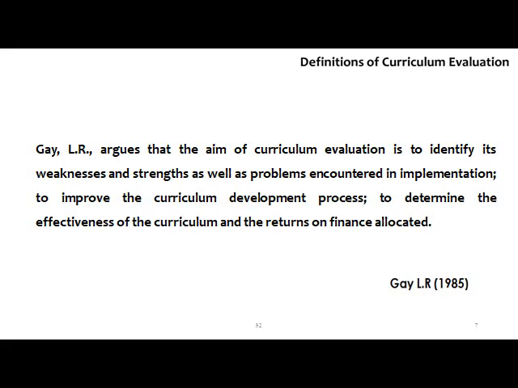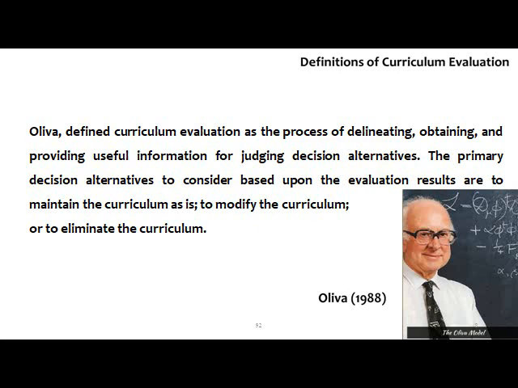Bay argues that the aim of curriculum evaluation is to identify its weaknesses and strengths as well as problems encountered in implementation, to improve the curriculum development process, to determine the effectiveness of the curriculum and the returns on finance allocated. Oliver defined curriculum evaluation as the process of delineating, obtaining, and providing useful information for judging decision alternatives. The primary decision alternatives to consider based upon the evaluation results are to maintain the curriculum as is, to modify the curriculum, or to eliminate the curriculum.